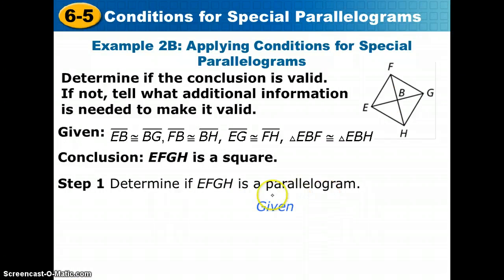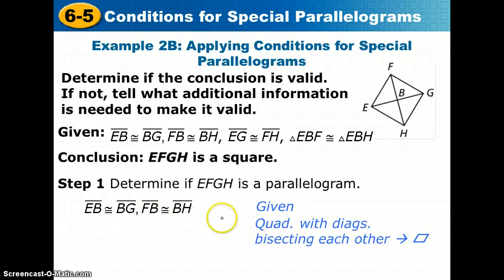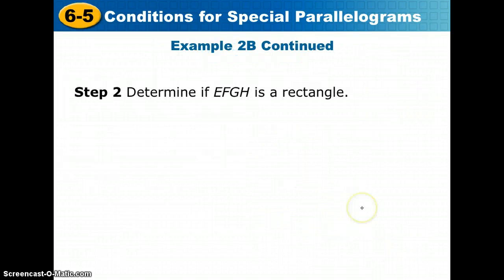So step 1 is to determine if it's a parallelogram. We are given EB and BG are congruent and FB and BH are congruent. That means the diagonals bisect each other, so it is a parallelogram. So all the other conditions that we've learned in this lesson are true.